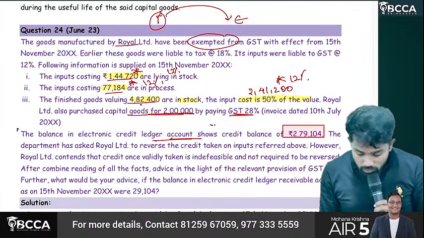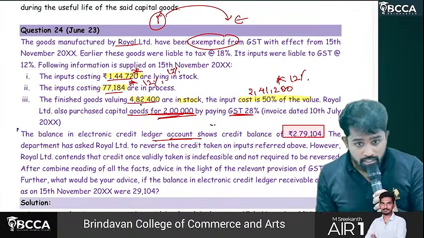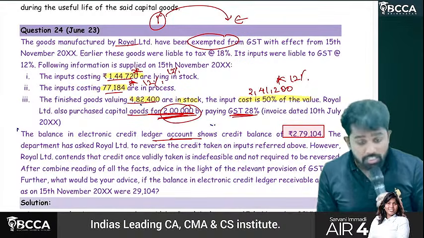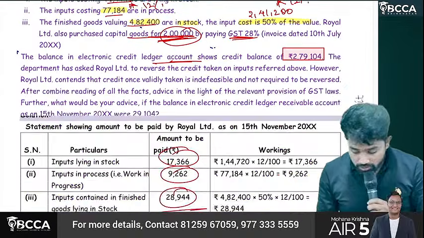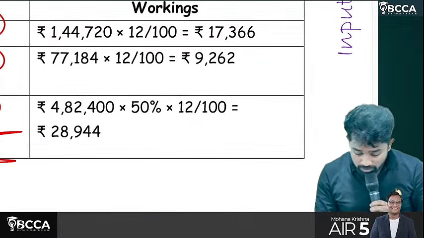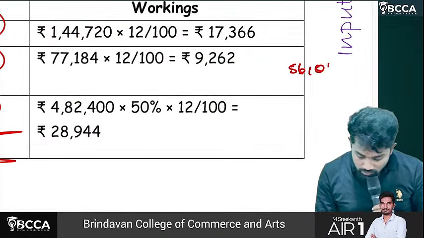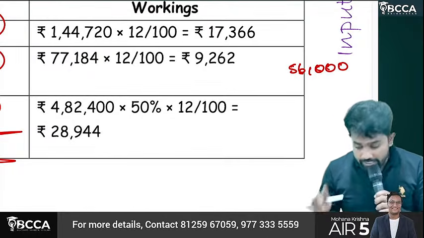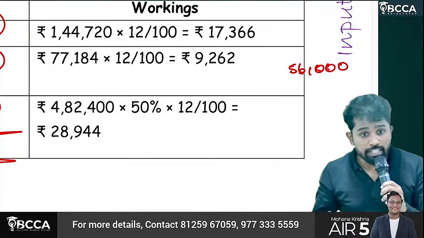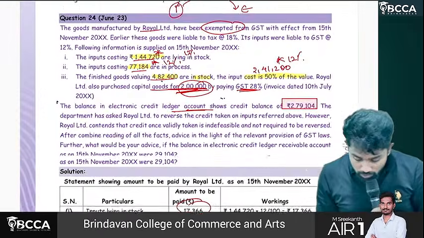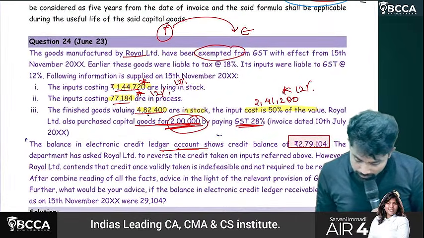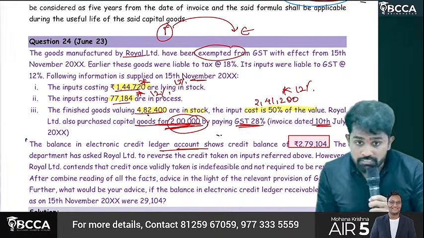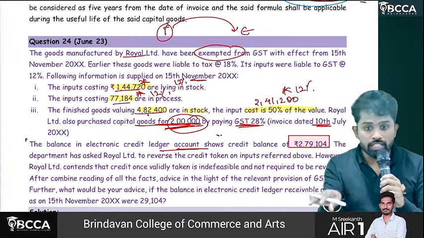Then even related to capital goods it has to be reversed. Capital goods are 2 lakh at a GST rate of 28%. So 2 lakh into 28% is 56,000. From there we need to subtract month-wise ITC into number of months used divided by 60. We need to count how many months they already used. When was it purchased? 10th July. When was it sold? 15th November. Part of a month also has to be counted as a full month.